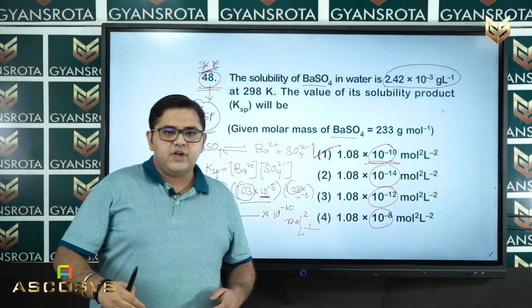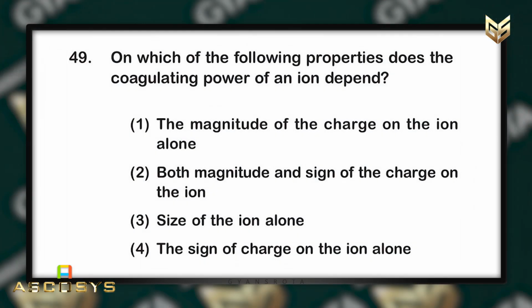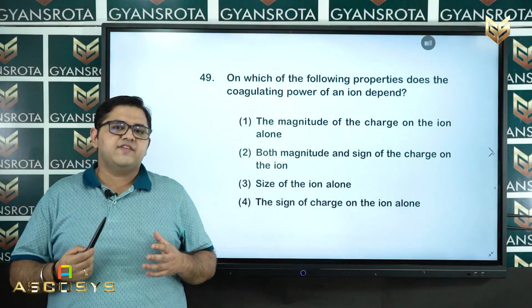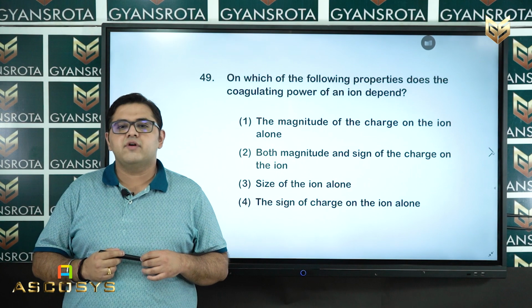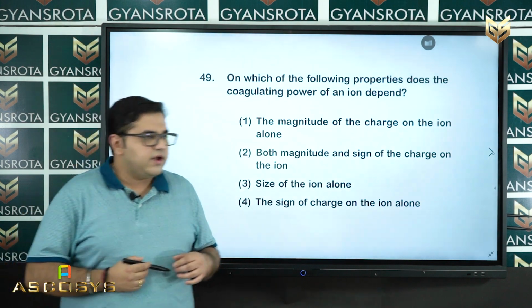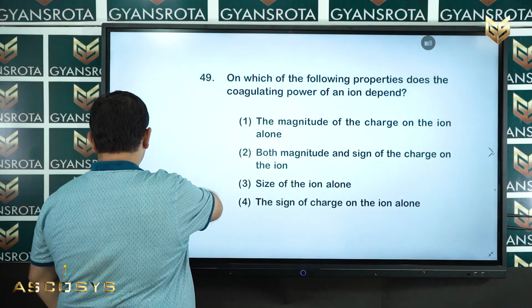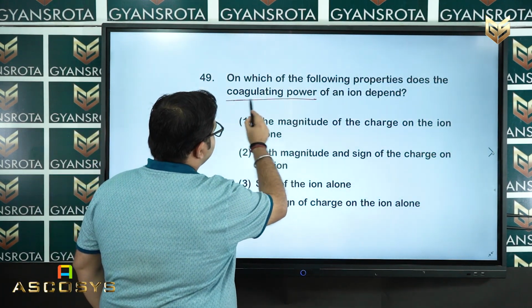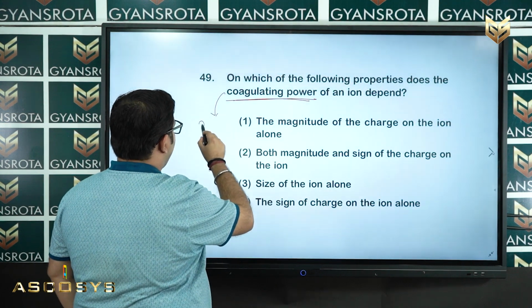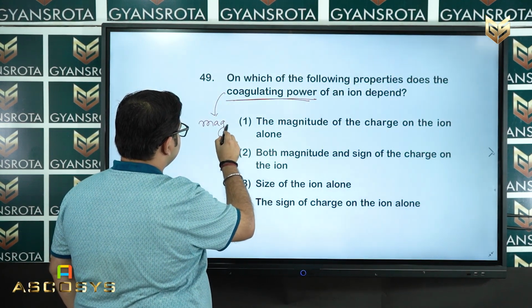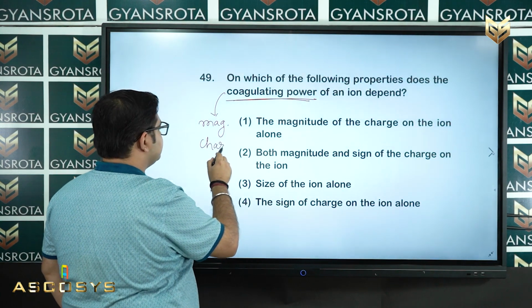So, now we are moving to the next question, that is question number 49. Question number 49 is on the screen. On which of the following properties does the coagulation power of an ion depend? This question comes from the surface chemistry chapter of your class 12. So, the coagulation power or coagulating power basically depends on both magnitude as well as charge.